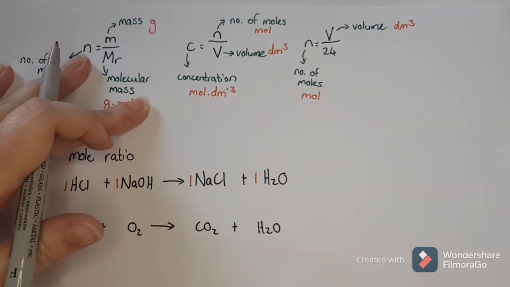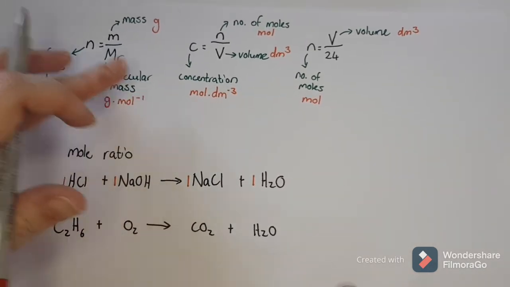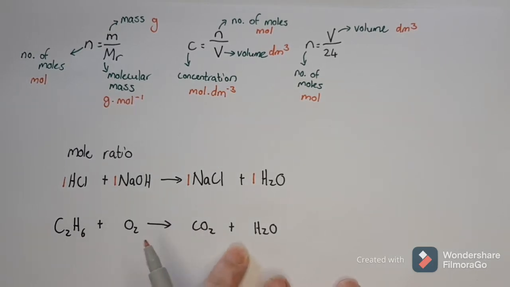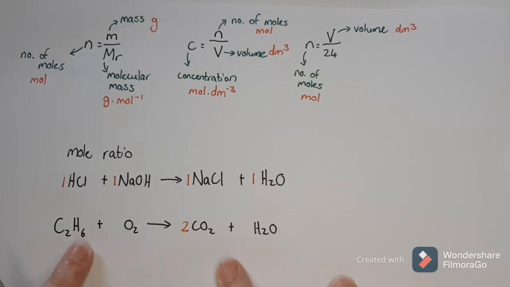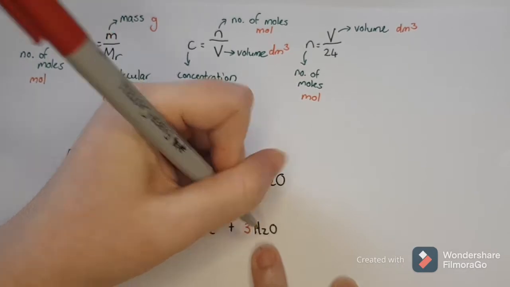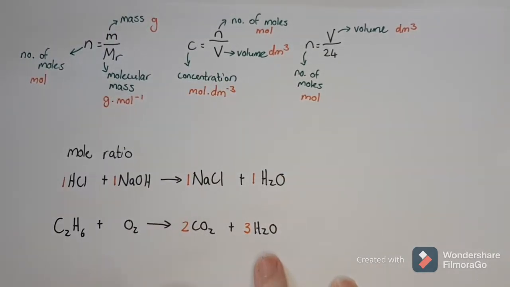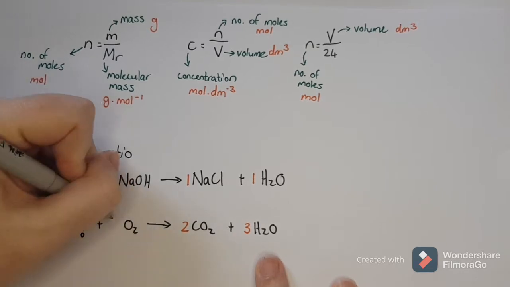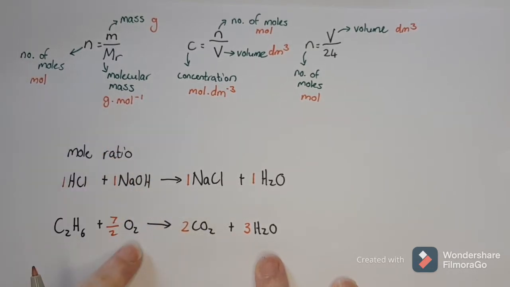So if I look at another equation, I've got an equation that's not balanced. So the first thing I have to do is balance the equation. So I've got 2 carbons over here, so I need 2 carbons over there. I have 6 hydrogens over there, so I need 3 over here because 3 times 2 makes 6. And then I can add up the oxygens on this side. 2 times 2 is 4, plus 3 is 7. So on this side I can say that is 7 over 2, because oxygen is diatomic, so we can have a half.